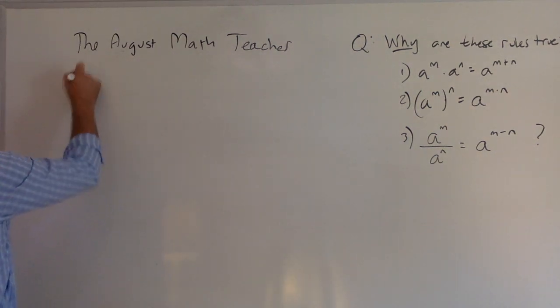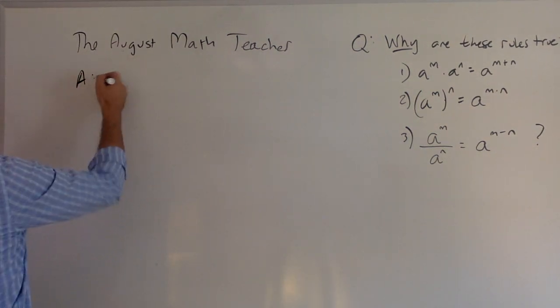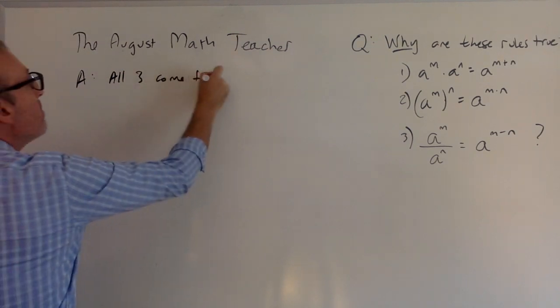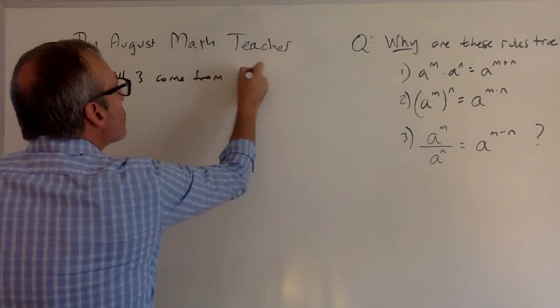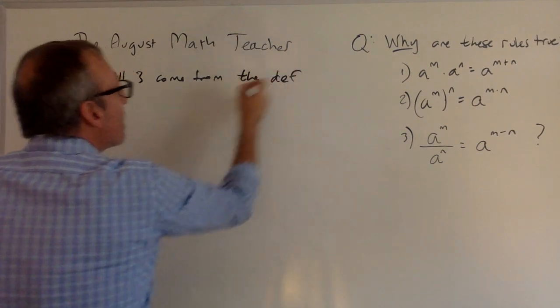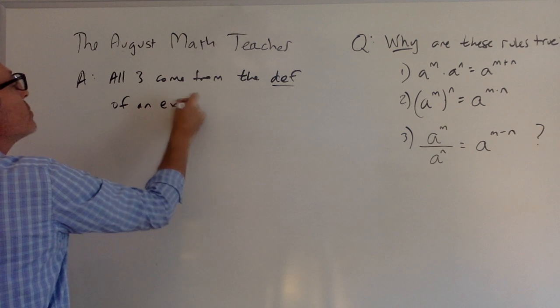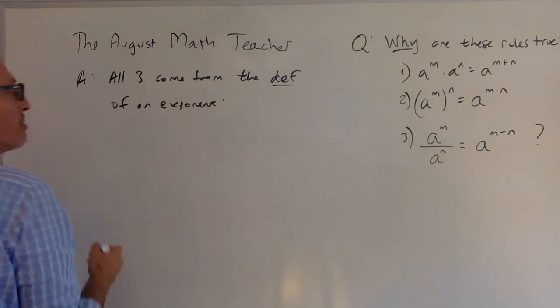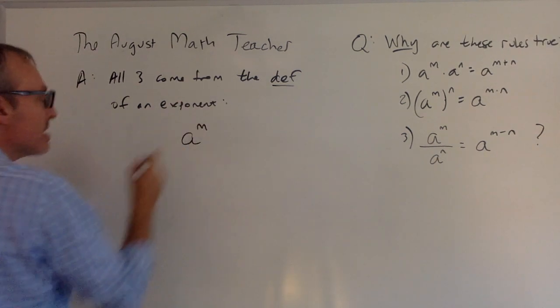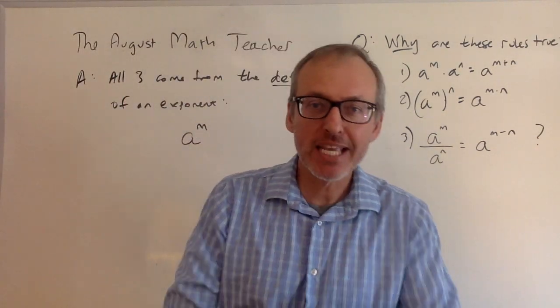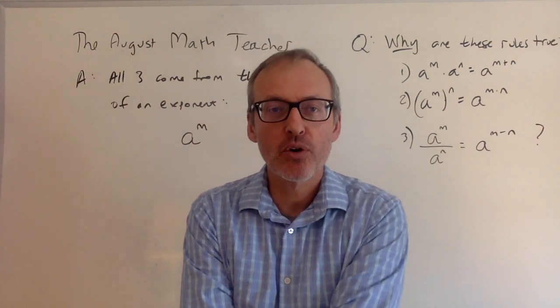The answer actually comes from all three of them coming from really the definition of an exponent. So I need you to think about this for a moment. If you have a to the mth power, what does that actually mean? What does it mean if you take 5 to the power of 3?